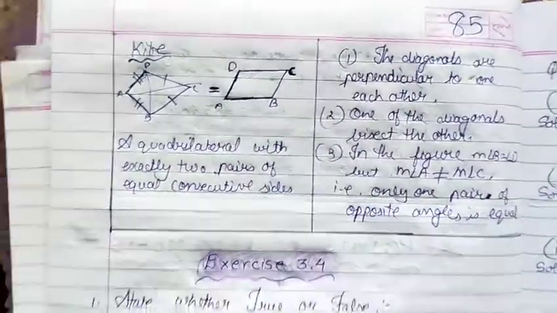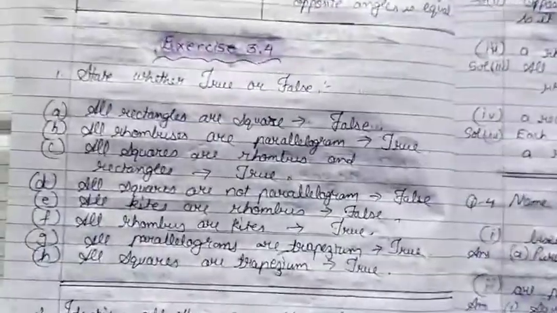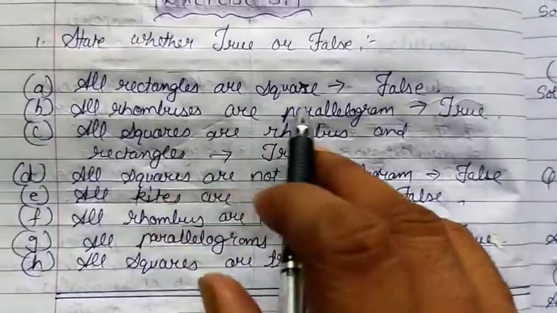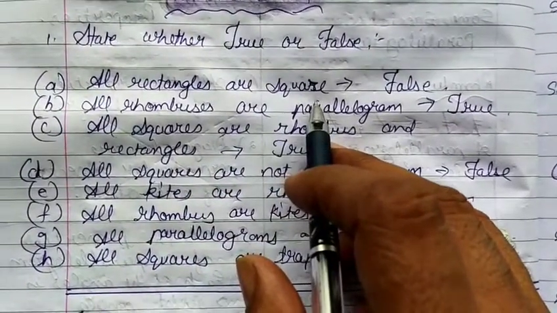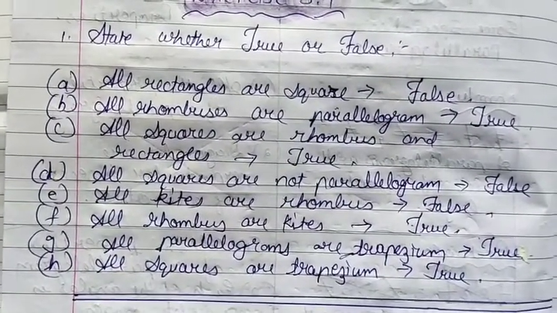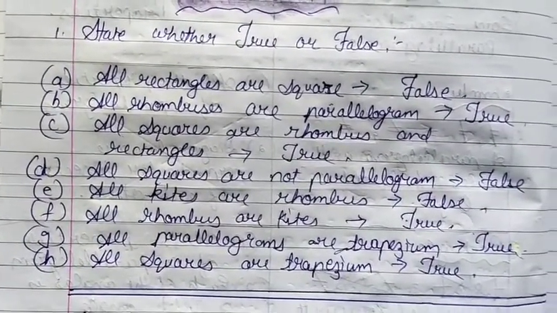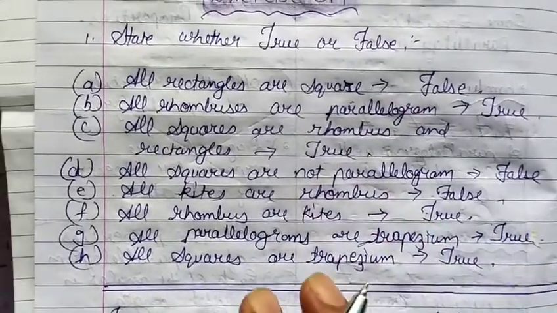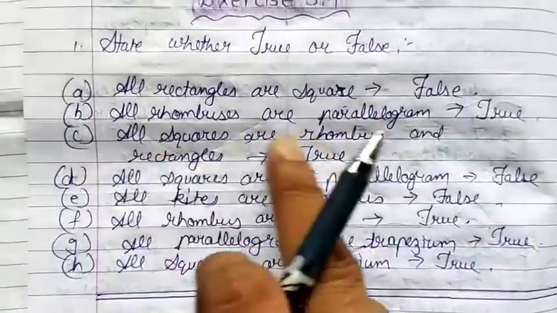Now let us start the exercise based on all these properties. All rectangles are squares. False. As I told you, a square can be a rectangle, rhombus and parallelogram, but a rectangle cannot be a square. So write down false. All rhombuses are parallelograms.